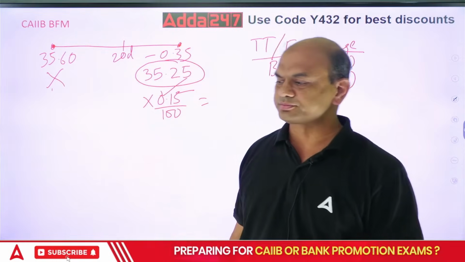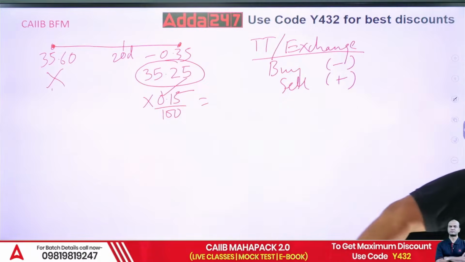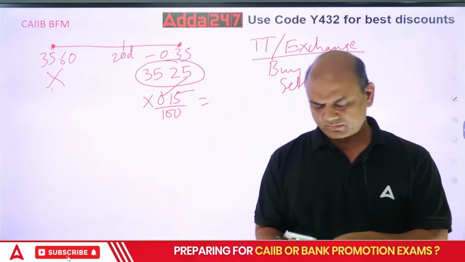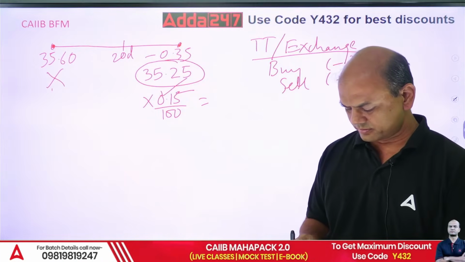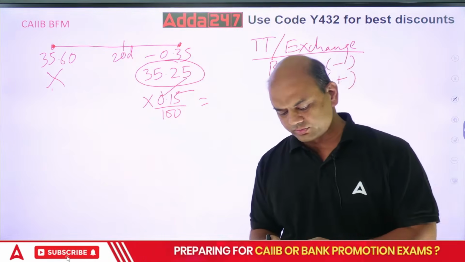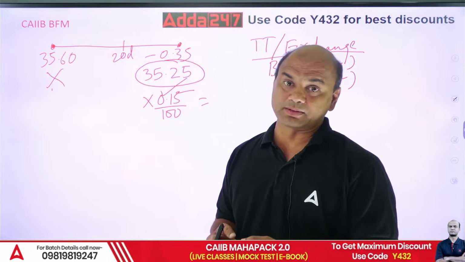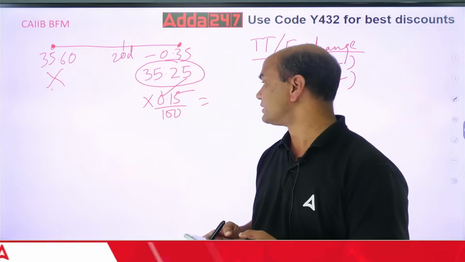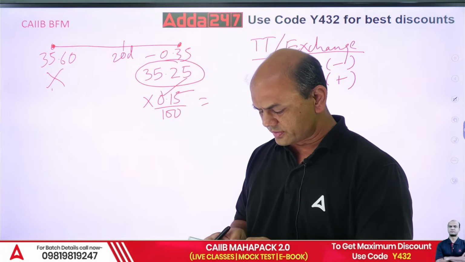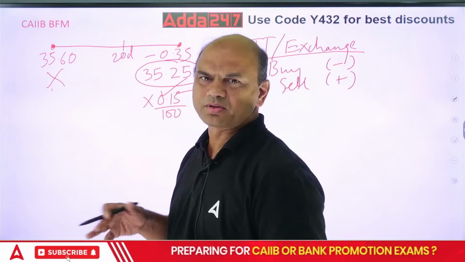Got it, everyone? Let me check. Where's the calci? Kindly use those calcis which you are practicing. Use only that calci which you are practicing in the exam also. Don't change the calci. So what is the answer you are getting? Into 0.0015, it is 0.052, or I will take it as 0.053 because it is 0.0528.